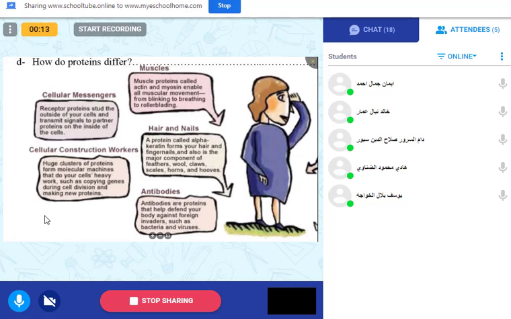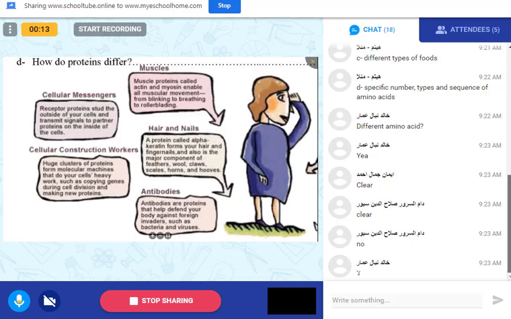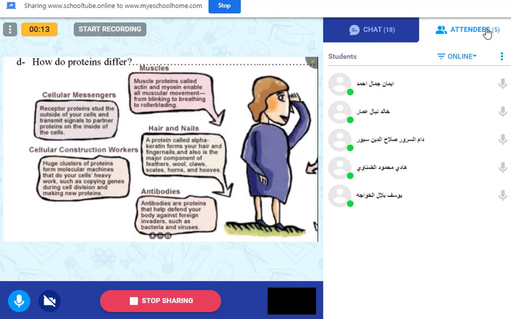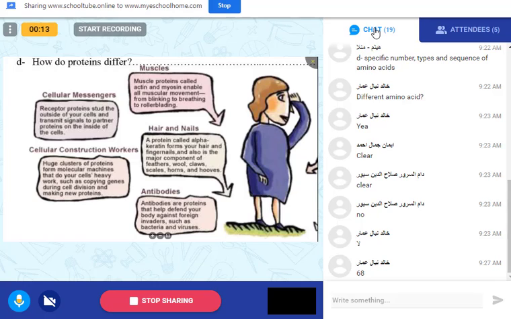How much protein do I need per day for my body? If I am not doing bodybuilding, my body needs every day 1 gram of protein per kilogram of body weight. For example, Khalid, what is your body weight? 68, mashallah. So if you are not doing exercises, your body needs every day 68 grams of protein.